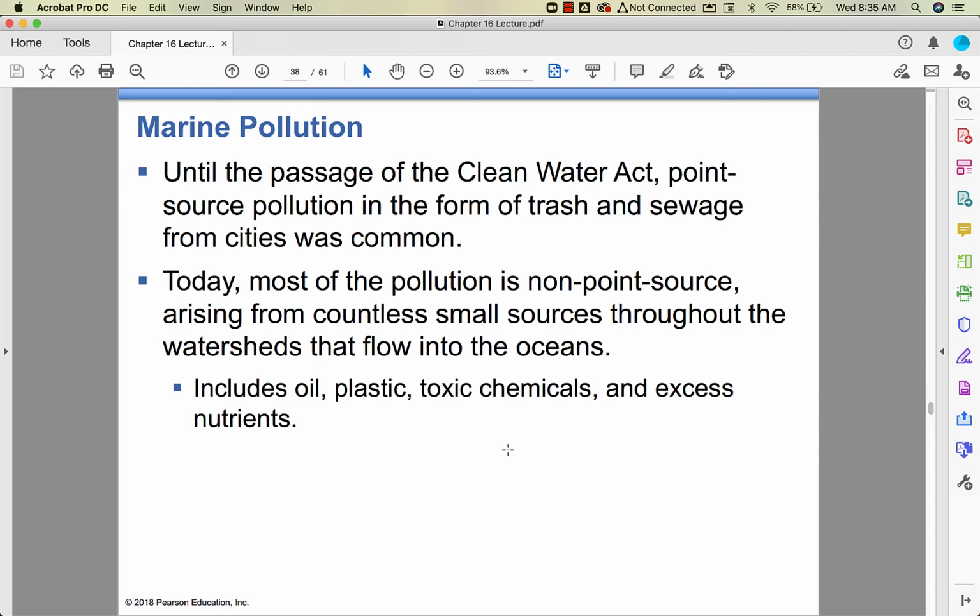So a lot of the pollution that's getting into the ocean is non-point source. So it's coming from watersheds that wind up making their way into the ocean. There's so much plastic in the ocean. It's kind of ridiculous. Okay, we're also getting more nutrient pollution and eutrophication, as we talked about with the Gulf of Mexico and the Chesapeake Bay.